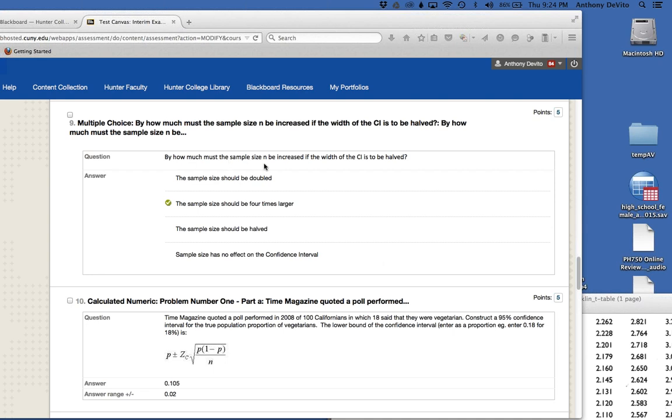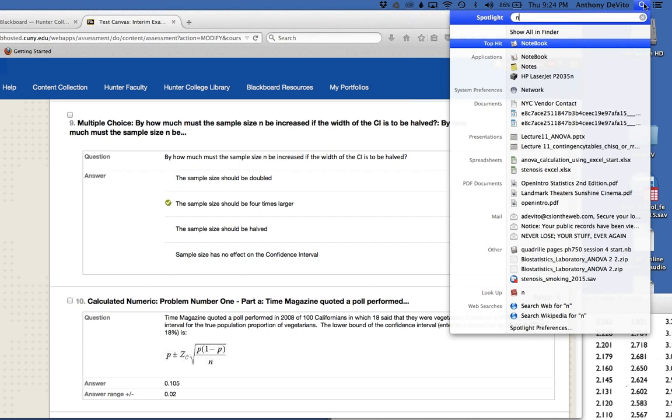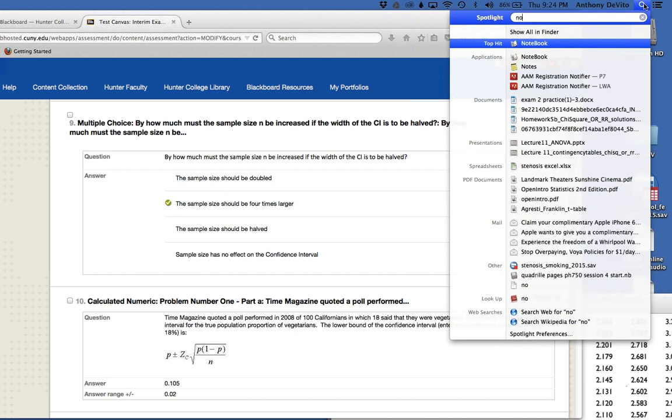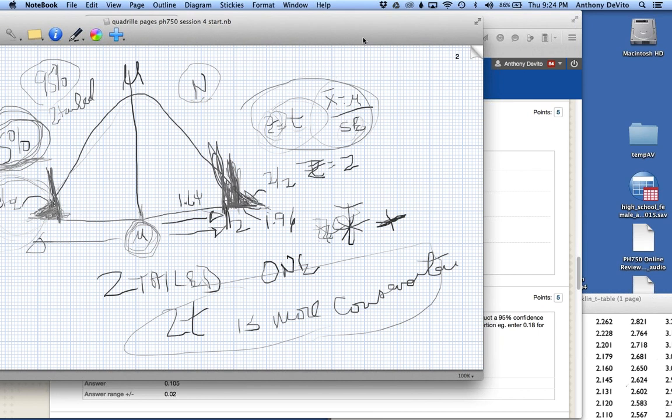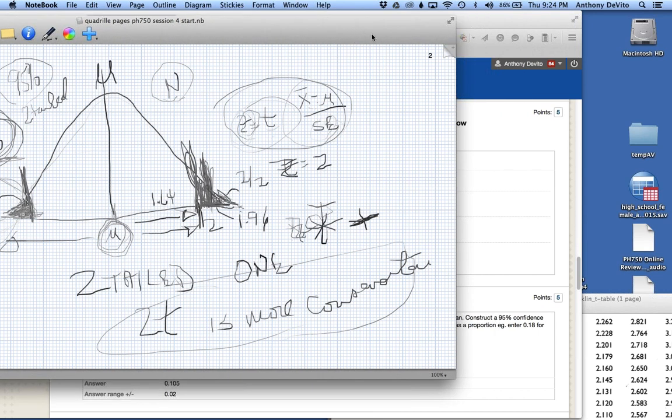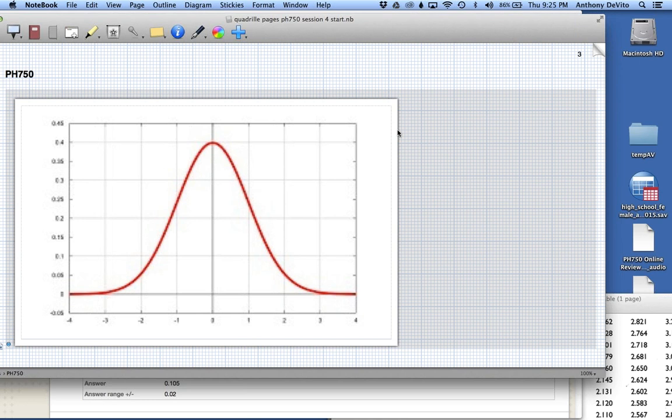Okay, let's see. By how much must the sample size be increased if the width of the confidence interval is to be halved? A lot of people got this wrong. I would say probably out of 30 people, maybe at most 5 people got this right. I'm going to show you what the reasoning behind that is, and hopefully it'll make sense to you. Let me get my notepad up here again, and a new page.